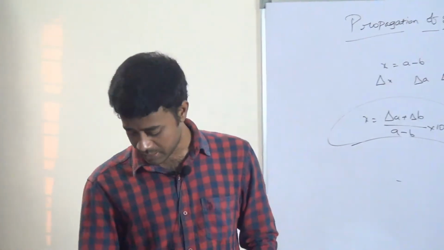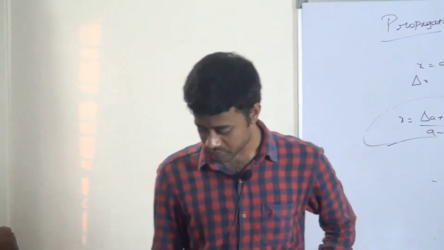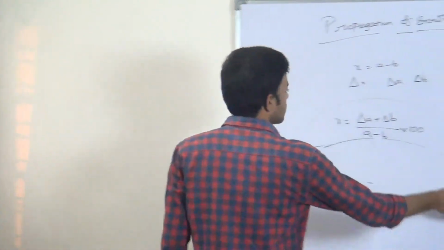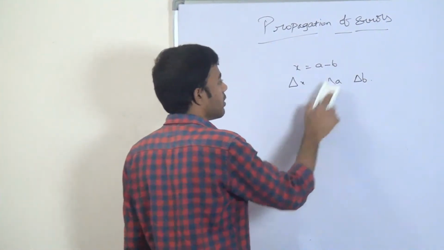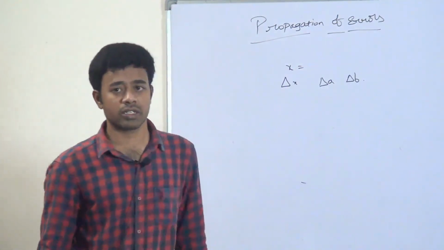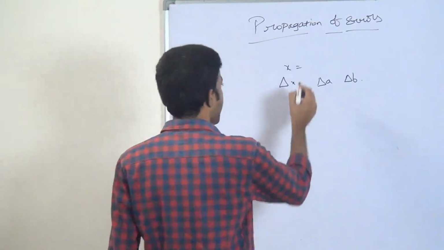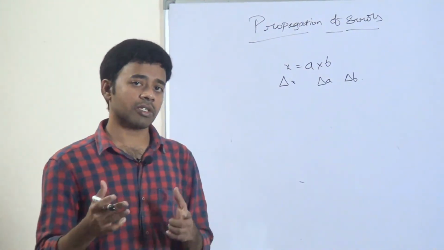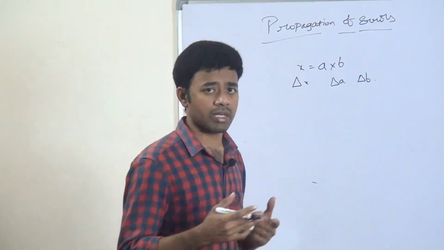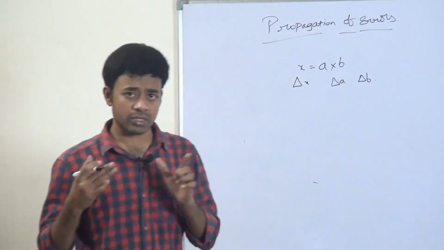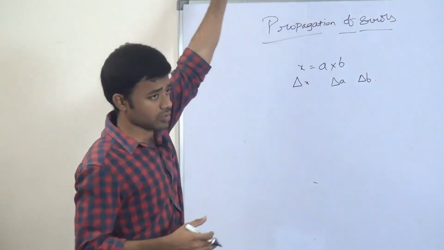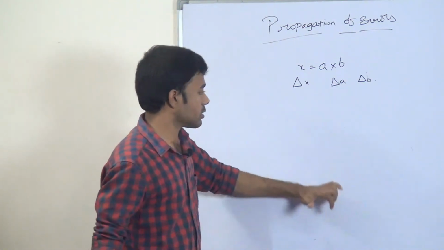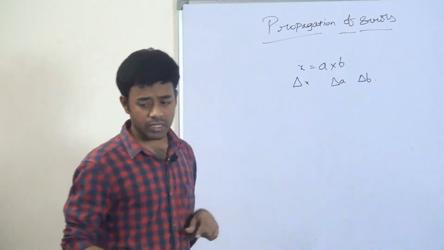But the third type is the product of quantity. Suppose we have x equal to A into B. If there are absolute errors in A, delta A, and absolute error in B, delta B, then in this way these errors will influence x, or cause the error in x, delta x. So here we shall see it now.